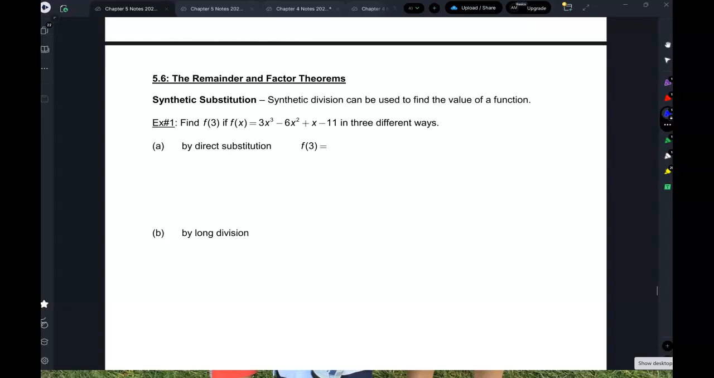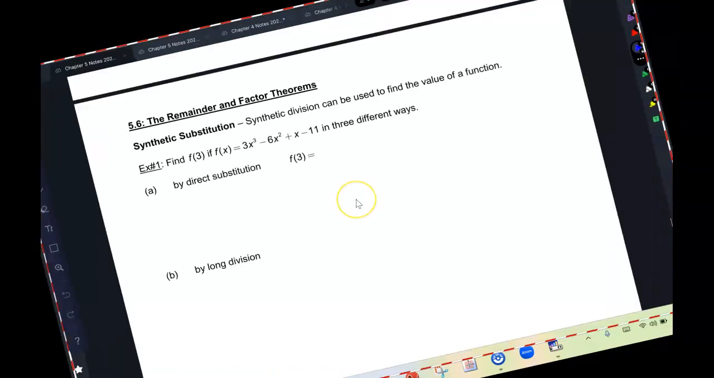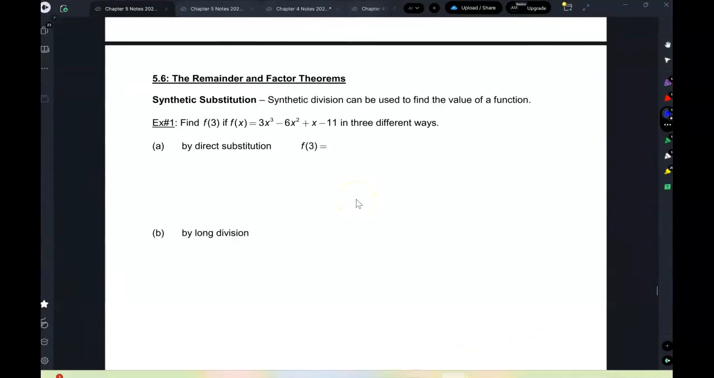Okay, so we are going to start talking about synthetic substitution. Do you guys remember synthetic division? Yeah? Fun, right? So today we're going to do synthetic substitution. What that means is this. All right, so take a look.